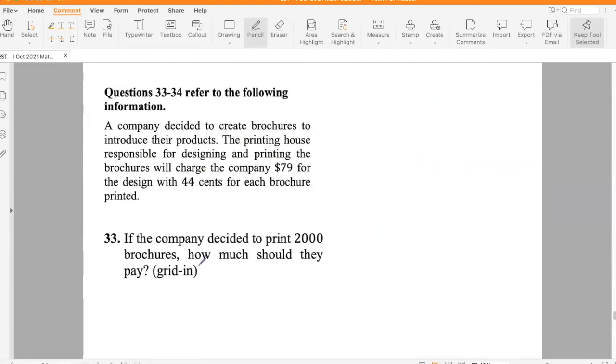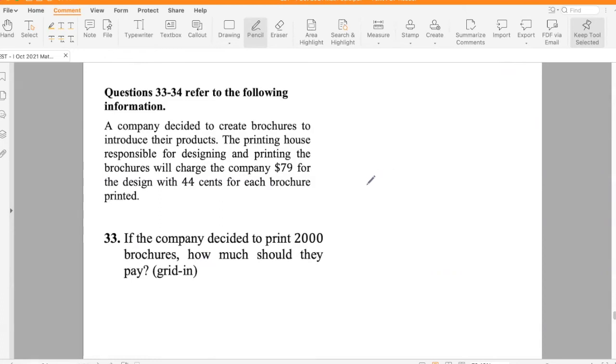A company decided to create brochures to introduce their products. The printing house responsible for designing and printing the brochures will charge the company $79 for the design with 44 cents for each brochure printed. If the company decided to print 2,000 brochures, how much should they pay?